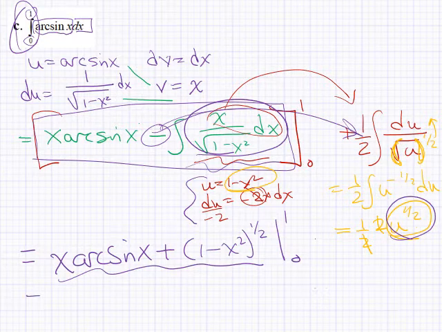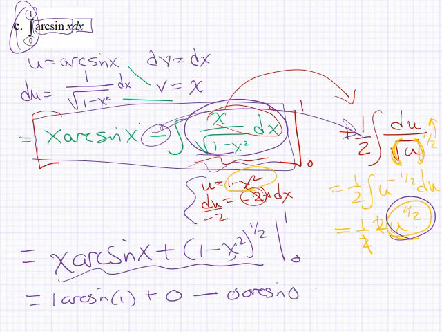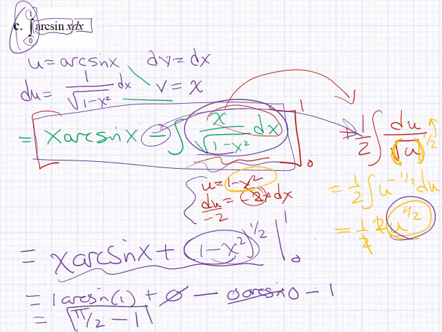So if I plug in 1, I get 1 arc sine of 1, plus plug in 1 here, I get 0, minus, if I plug in 0, I get 0 arc sine 0, minus 1, because this will be 1. Well, arc sine of 1 can be evaluated. Arc sine of 0 is 0. So arc sine of 1, what angle when you took the sine of it would you get 1? And that would be pi halves. So pi halves minus 1 is the answer.